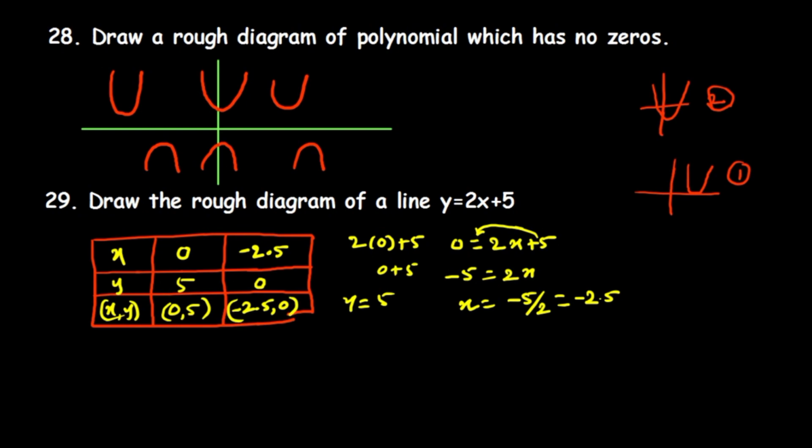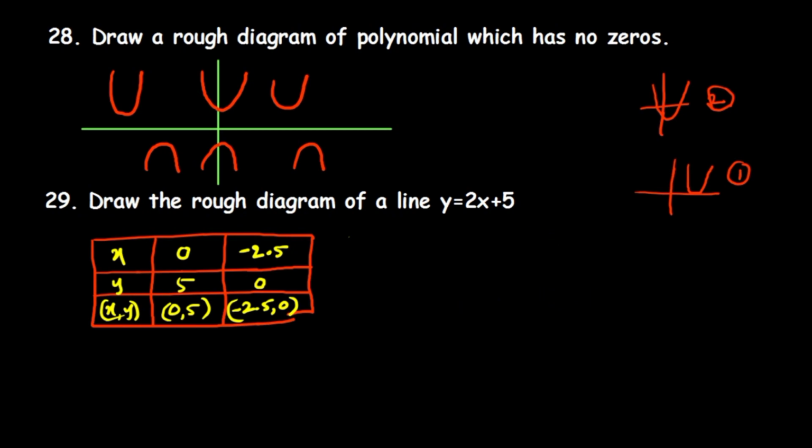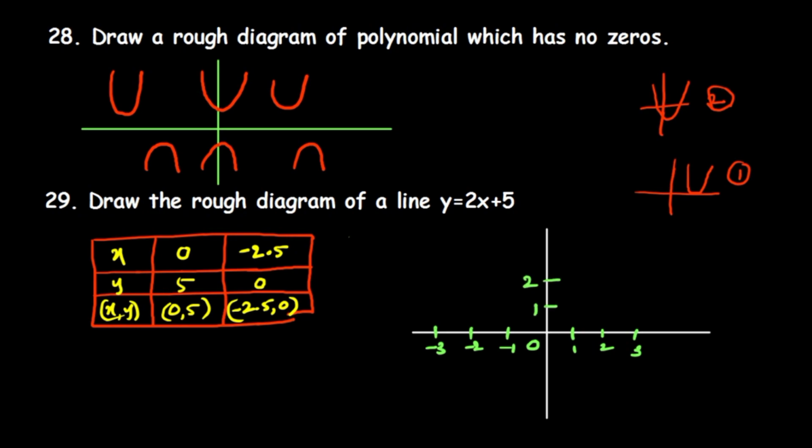Okay, now I'm going to draw the graph using these points. So I'm taking the x-axis, y-axis. Okay, so I want to plot the points like 0, the marking here like 1, 2, 3, and this side like minus 1, minus 2, minus 3. Okay, and here it is plus 1, plus 2, plus 3.